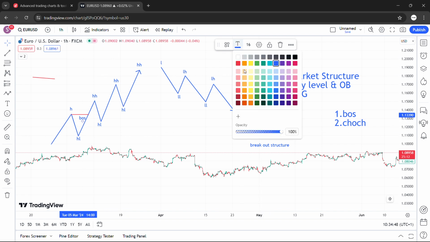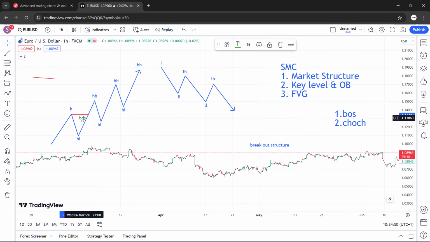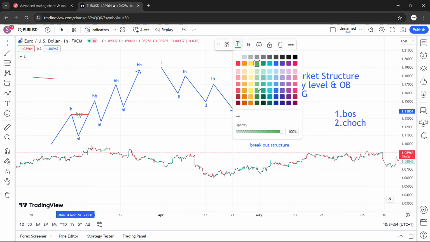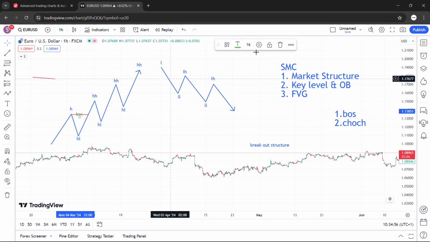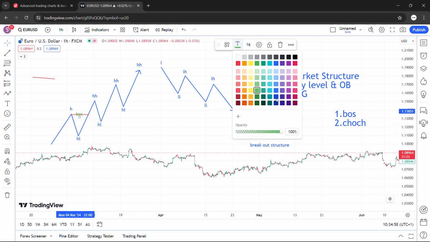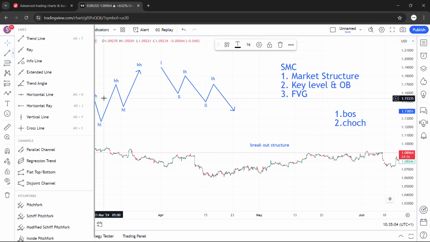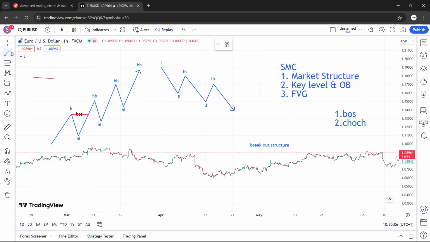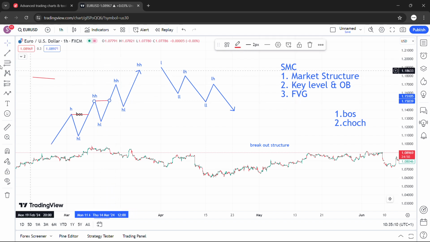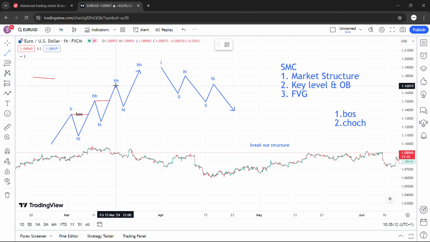Let me change the color to green so that you see it. I don't like this green. Let's use black. Yeah. So this is a breakout structure. So this is another breakout structure over here. This is another breakout structure over here.